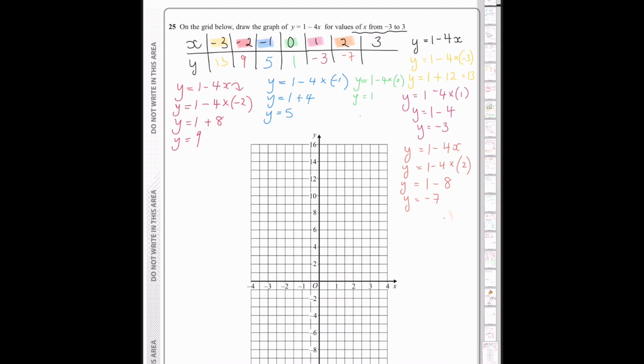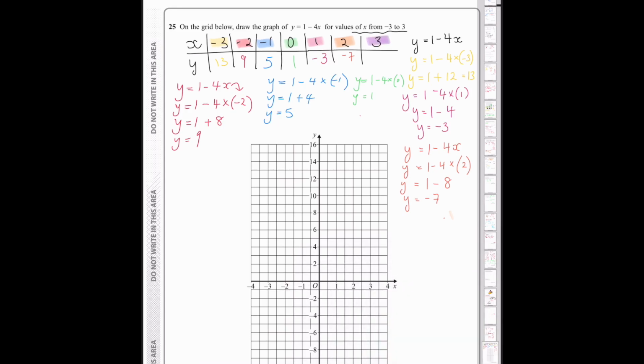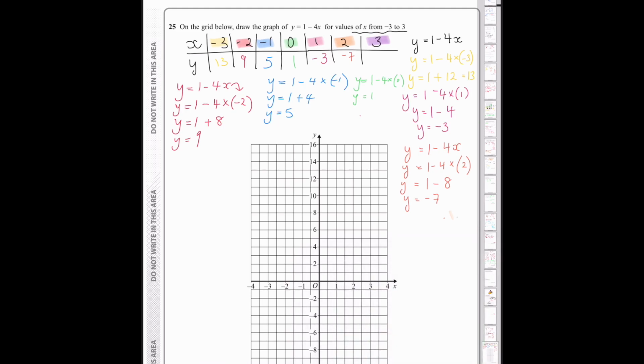Now, finally, we are going to put 3 into our equation. That's the last one. And that's y equals 1 minus 4 times 3. And then you've got y equals 1 minus, well, 4 times, minus 4 times 3 is minus 12. So 1 take away 12 is 13, and 13 would go in there.